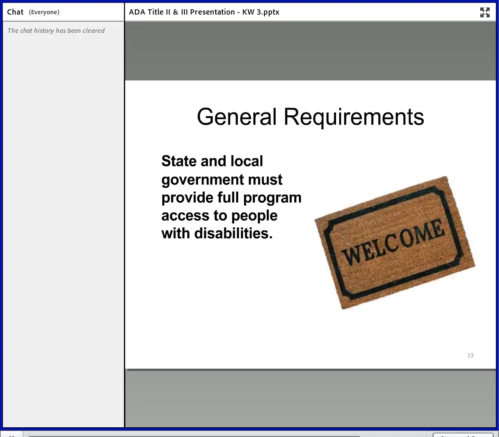Next slide. All right, so they must provide full program access to people with disabilities. So program access, whether it is a township hall meeting, whether it's a library event, whether it's how they send out their absentee votes, their polling places, programs and services across the board, parks, recreation centers, whatever a state and local government entity is involved in, they have to provide full access. Next slide.